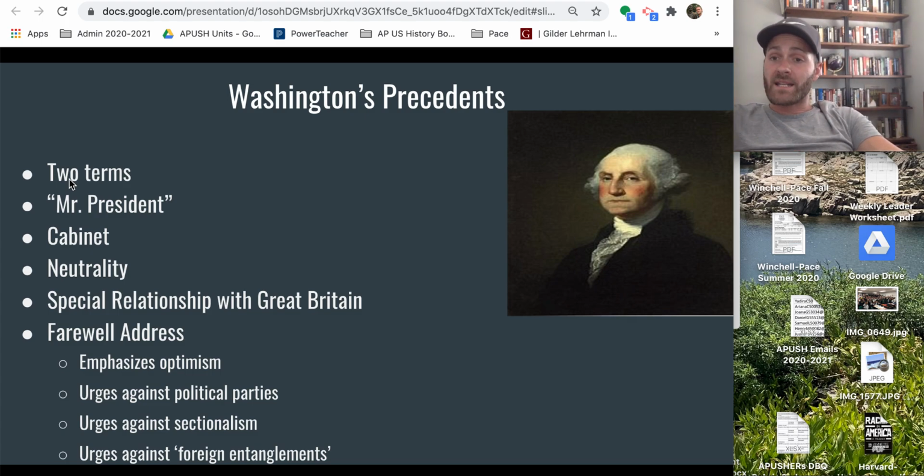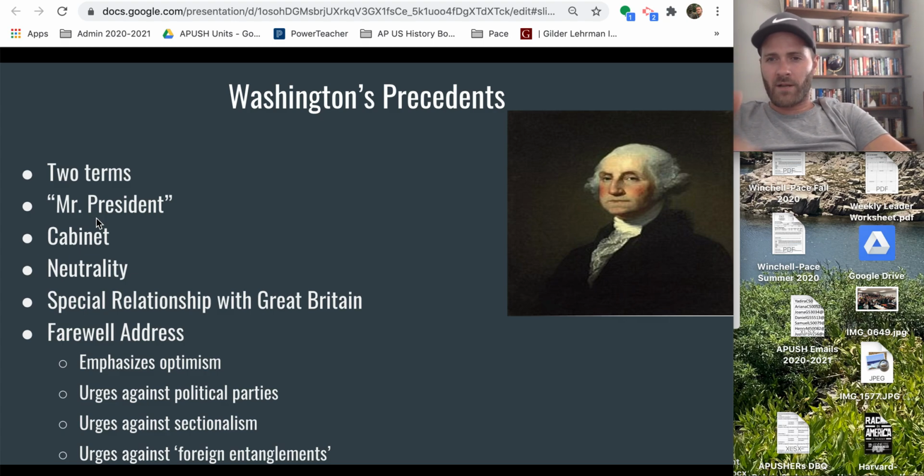But every president after this honors this precedent, this legacy of only serving for 2 terms, because nobody wants to be the president that served longer than George Washington. Second precedent or legacy is the phrase Mr. President, which we use to address the president and have used ever since Washington.